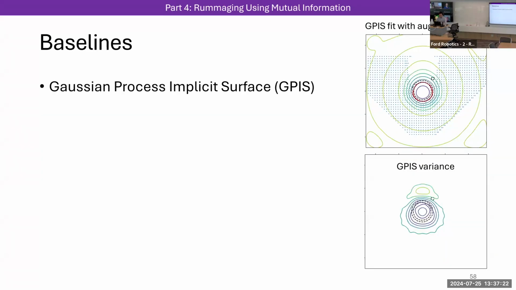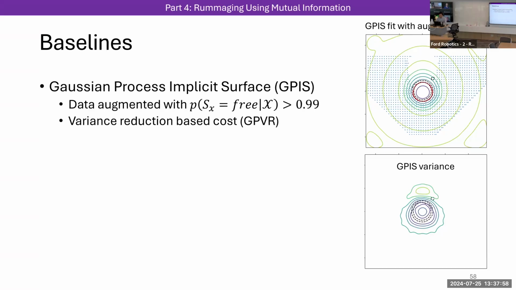Next, I'd like to briefly introduce the baselines that we're comparing against. The first baseline is a Gaussian process-based implicit surface method, or GPIS. And the idea here is that we use a GP where the input is position and the output is a field where 0 represents the object surface and positive values are outside the surface. This is depicted in the top right, where we have a view of a mug with the red line being the 0 level set of the fitted GP. In the bottom right, we have the variance of the GPIS. And this will be the cost function that we use to actually motivate the exploration.